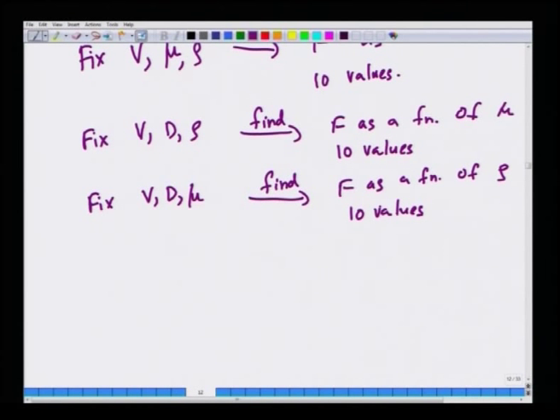So, if you consider all the data points that you want to generate to find how F depends on these four parameters, namely the diameter, velocity, viscosity and density, you have 10 to the 4 data points.